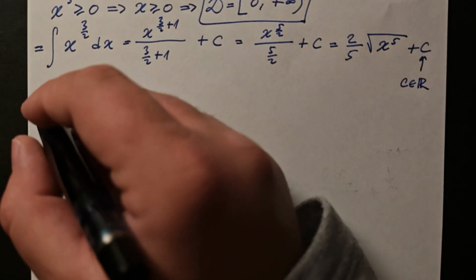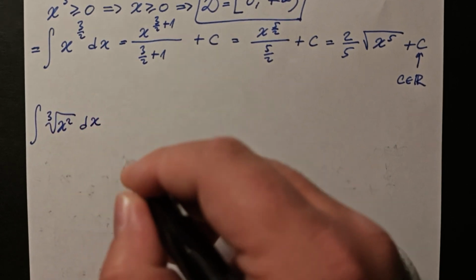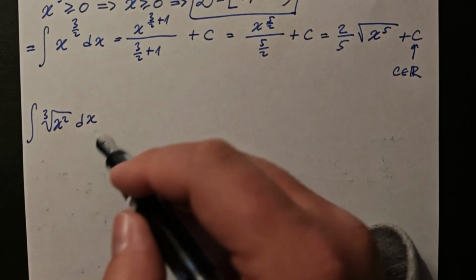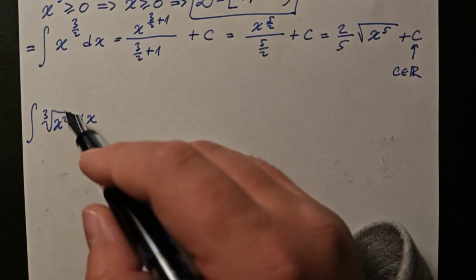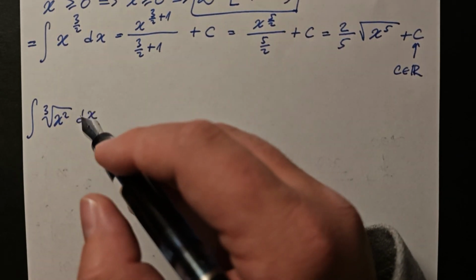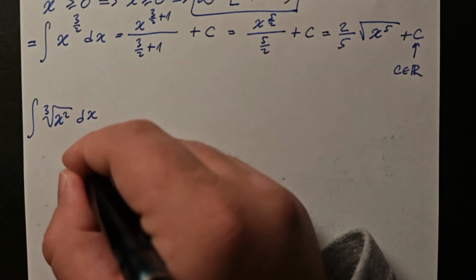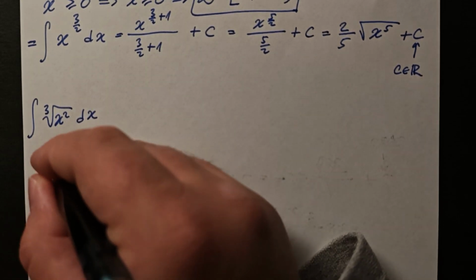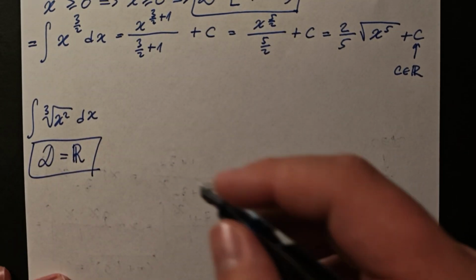Let's solve the integral of a cubic root of x squared dx. Now, in order for this integral to be well defined, a cubic root of x squared has to be well defined, and that function is well defined in an entire set of real numbers. So that is the area in which this integral is defined.